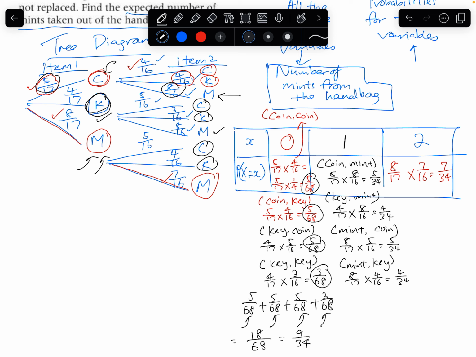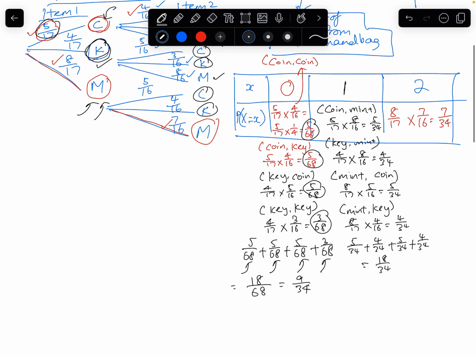Now, what I'm going to do is add up all the probabilities together, because I have 4 different possible outcomes here, and they're all mutually exclusive, and that's where you add the probabilities up. So it's 9, 14, 18 over 34.